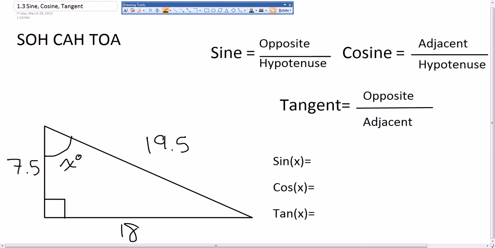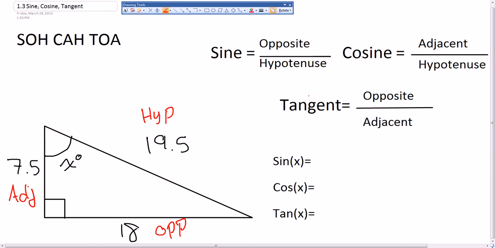Remembering that our very first step in each one of these cases is to identify all the sides. So I've got my hypotenuse, my opposite, and my adjacent. If you're not yet comfortable at naming the sides, please come in and get some extra help. I've got some extra worksheets that you can do, but naming of the sides is a fundamental part of this unit, so please make sure that you've mastered that.